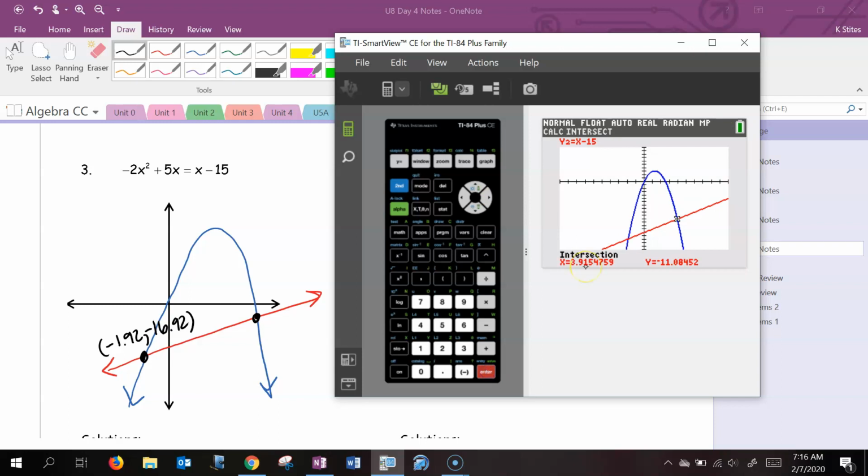Okay, and again, watch it because you have these 1s with 5s next to them. This one's fine, 0.8 with a 4 next to it. That one we can leave as is. So 3.92, -11.08.